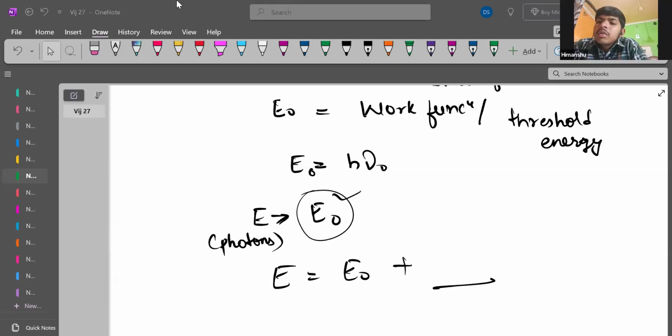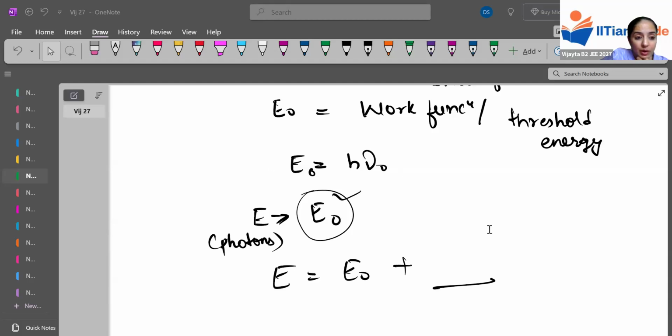Ma'am, in finding frequency, to find frequency. Which frequency? Ma'am, E naught is H nu naught now. No, H nu naught is E naught only, beta. All I'm trying to ask is, where is the rest of the energy utilized? Tell me that. E naught is already used in taking out the electron.